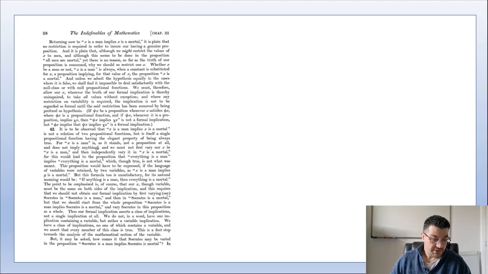So where was I? We must therefore allow our x, wherever the truth of our formal implication is thereby unimpaired, to take all values without exception. And where any restriction on variability is required, the implication is not to be regarded as formal until the said restriction has been removed by being prefixed as hypothesis. Okay, so again, Russell is insistent on this view that a formal implication, the variables in the propositional function that we're hoping to be a formal implication, has to have a totally unrestricted range.